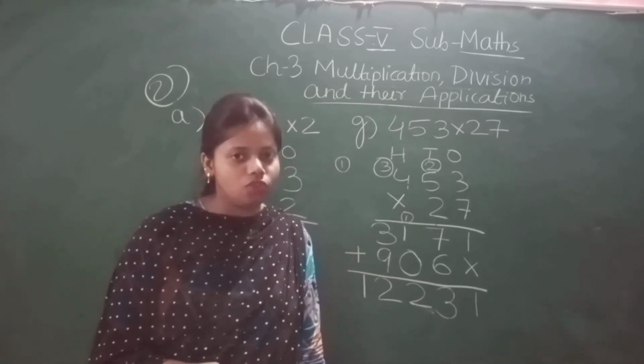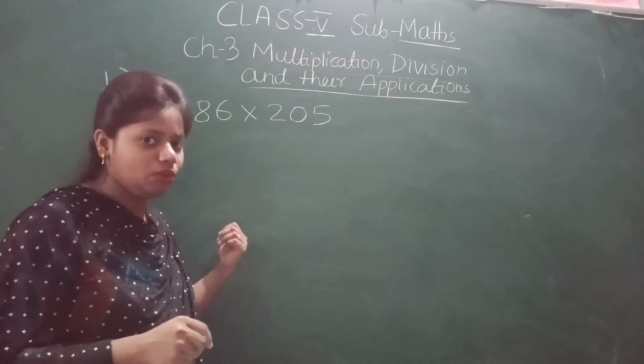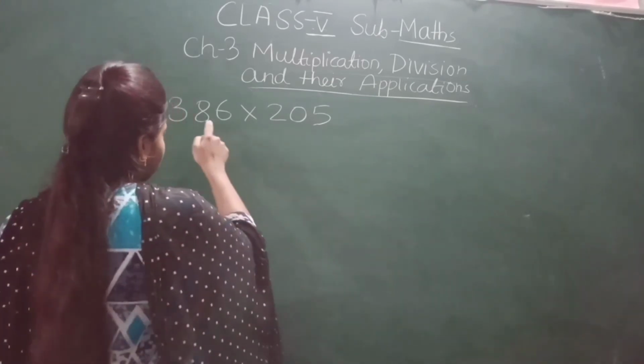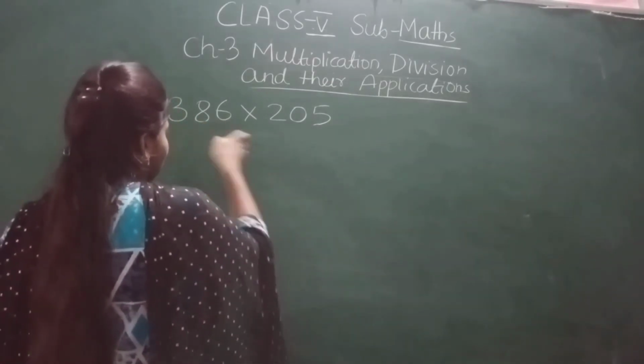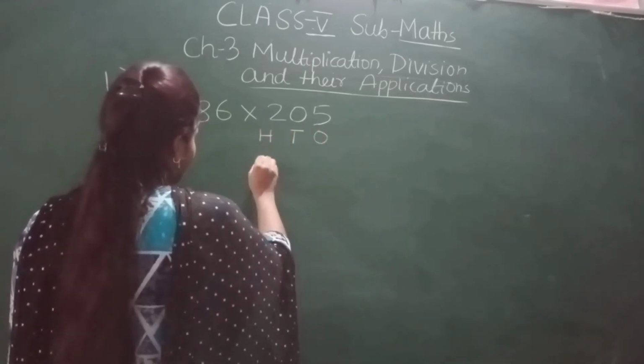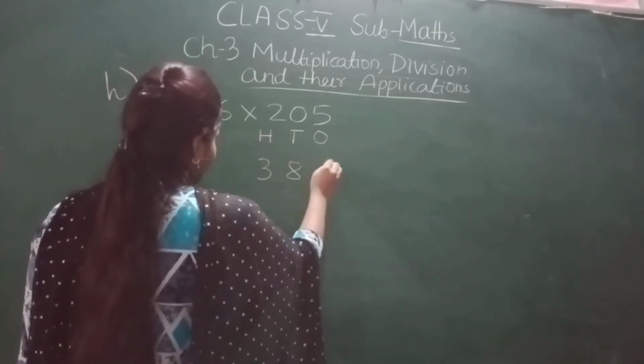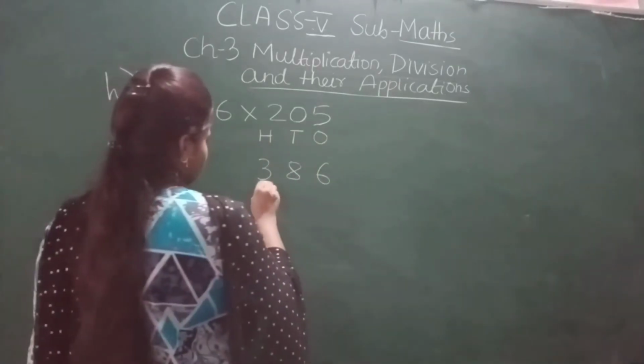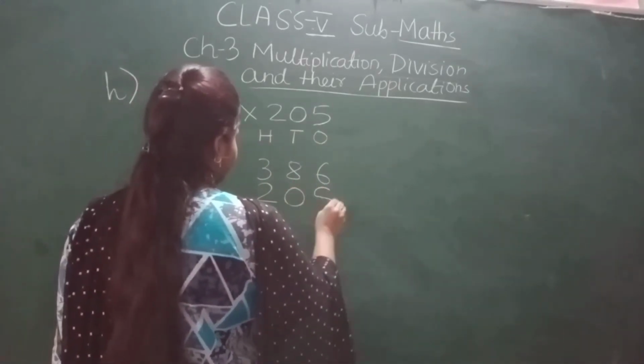Okay, now let's do. Now how to multiply, first we will write here 1s, 10s. So it is up to how much place? 1s, 10s, 100s. Okay, so now let's write. Then write the multiplicand, then write the multiplier.